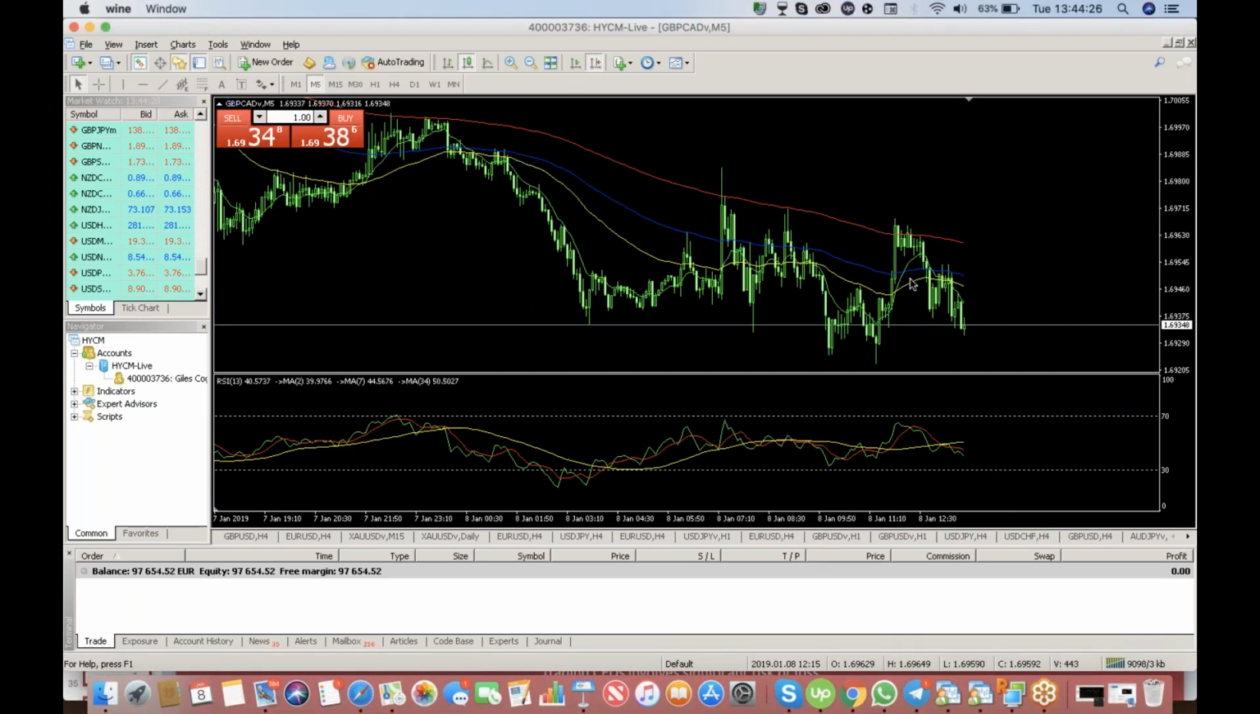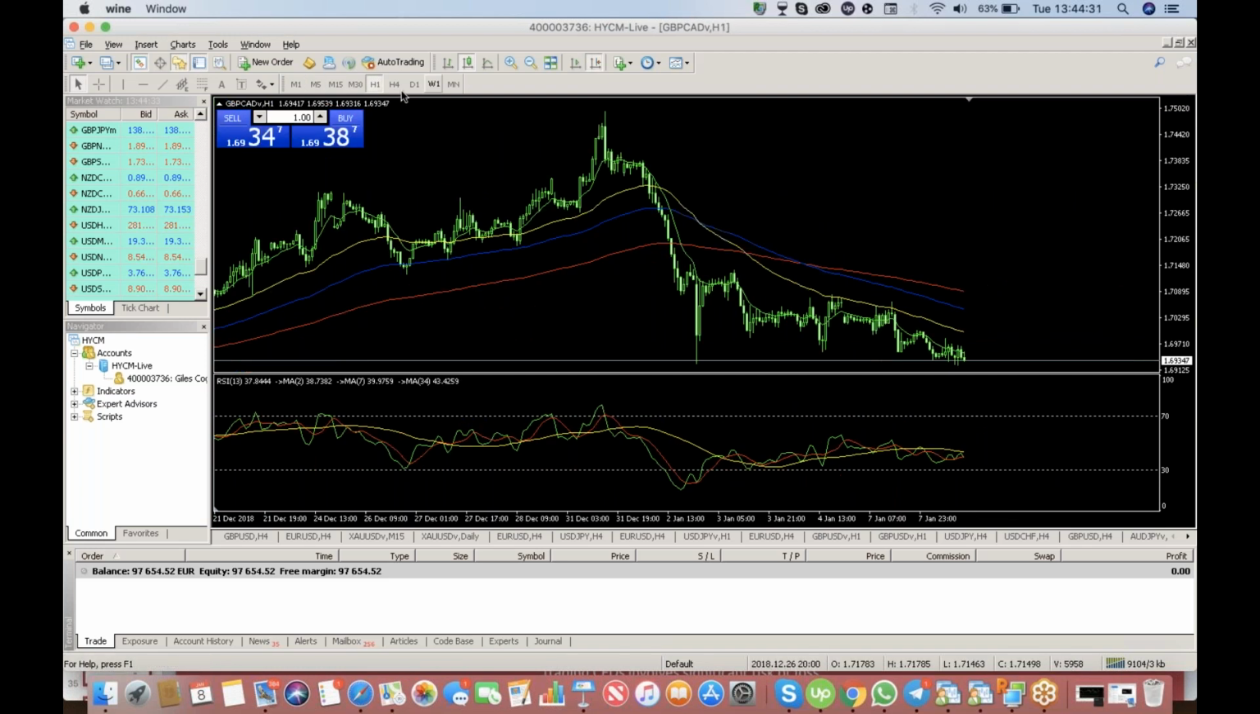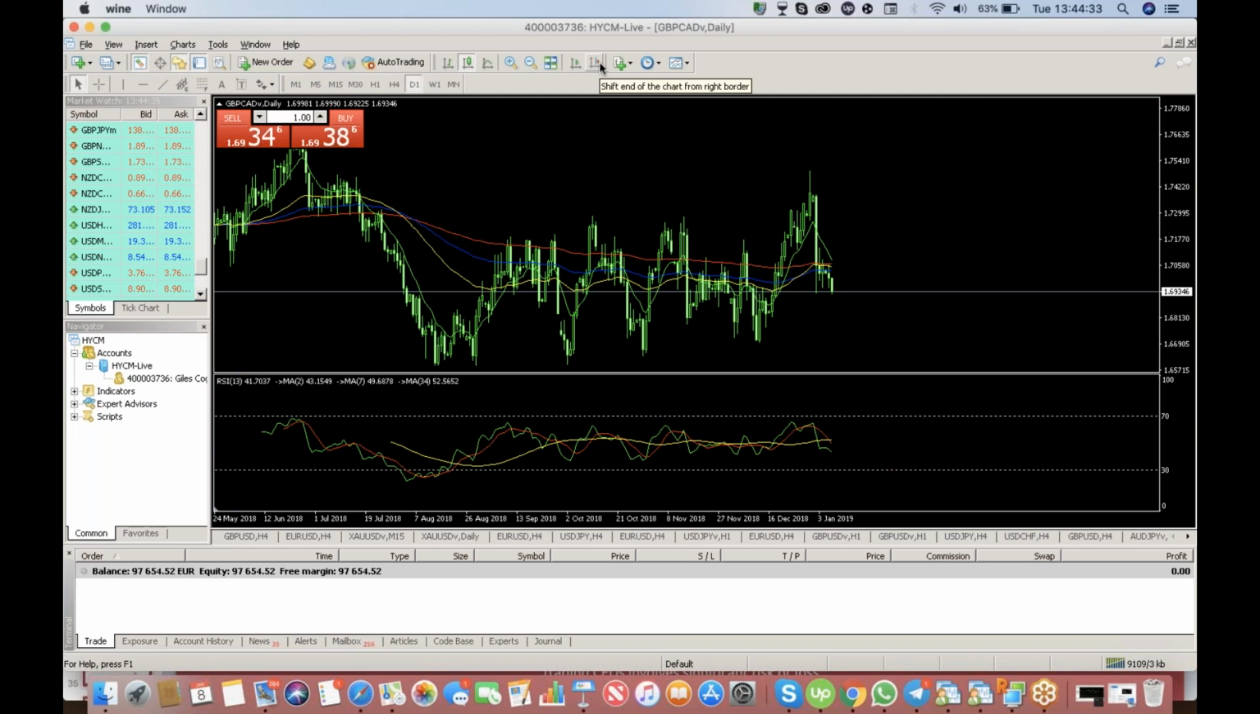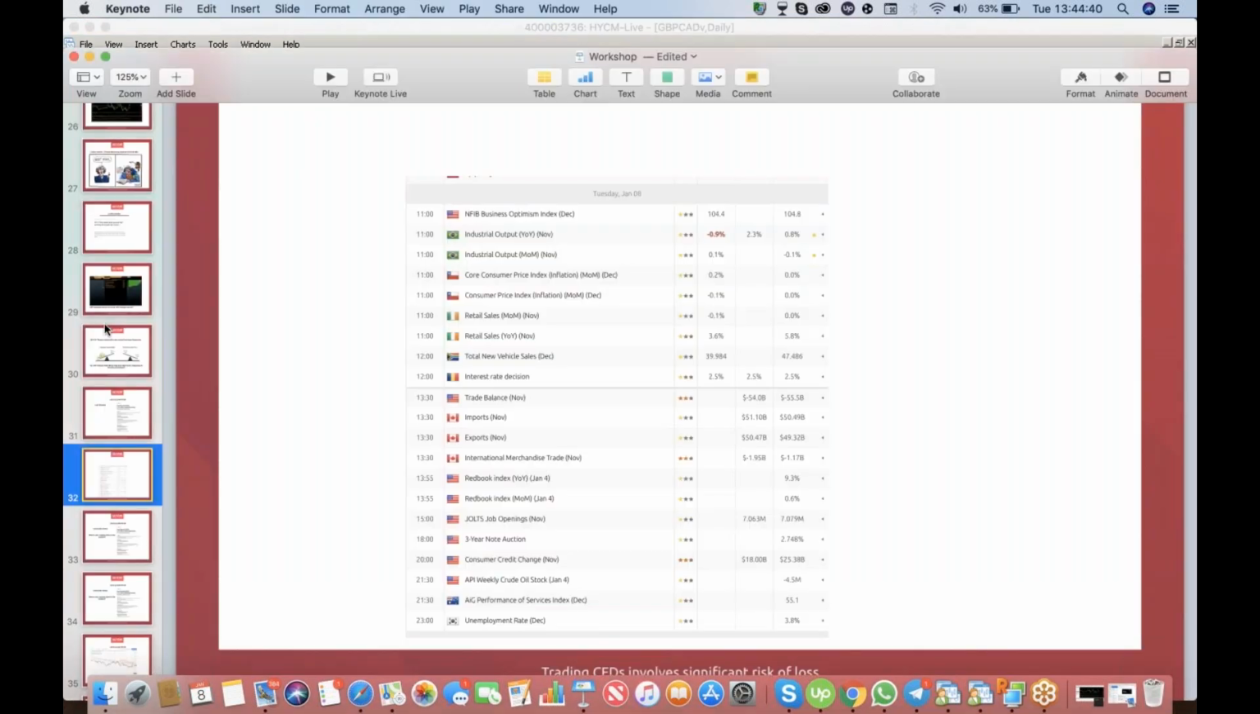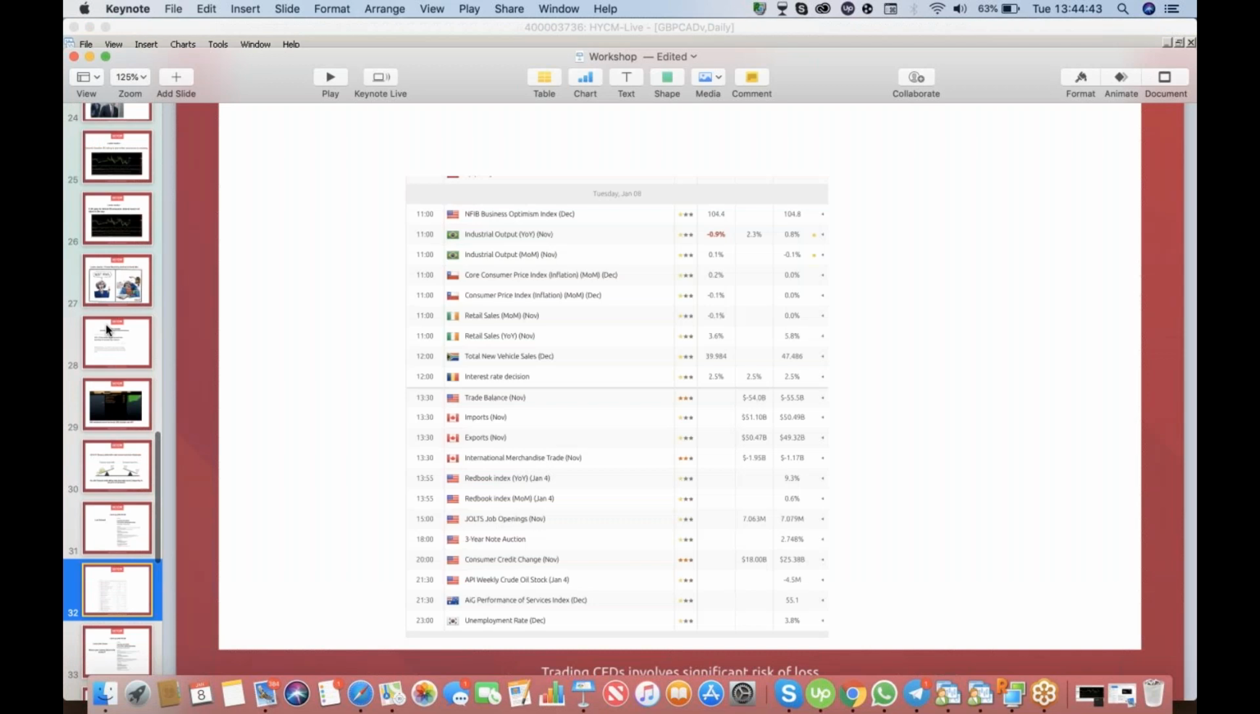This is the pound CAD pair. Okay, what we can see is that the pound has been selling off against the Canadian dollar pair for some time. Now, this is something that I've wanted to flag up to you to make it really clear.